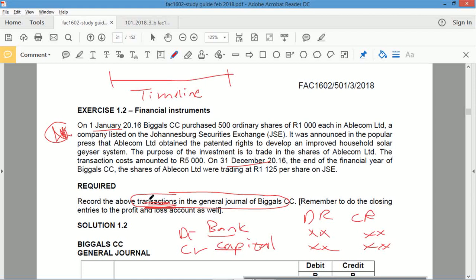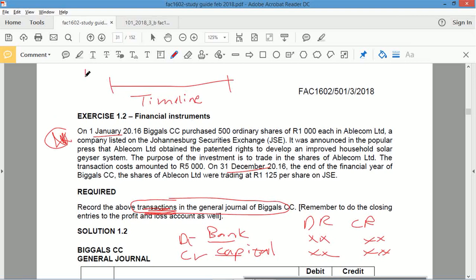Okay, so they say 1st January 2016, B purchased 500 shares of 1,000 each in A. Okay, so what am I going to do? I'm going to write 1st of the 1st 2016, and I'm going to say buy here 500 shares. I'll just put 500 there. Okay, then I continue reading. A company listed on the JSE. It was announced in the popular press that A obtained the patent rights to develop an improved household solar geyser system. That's just background information.